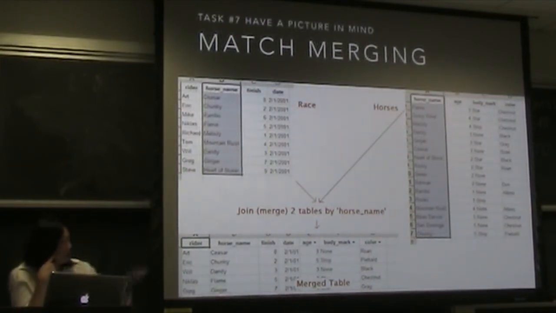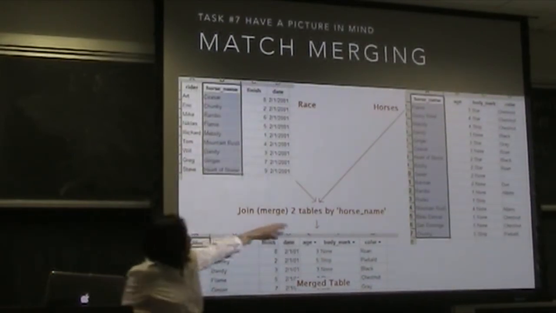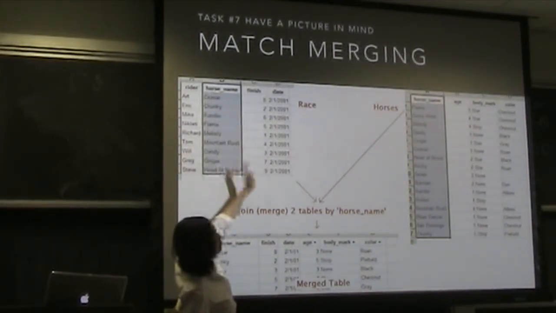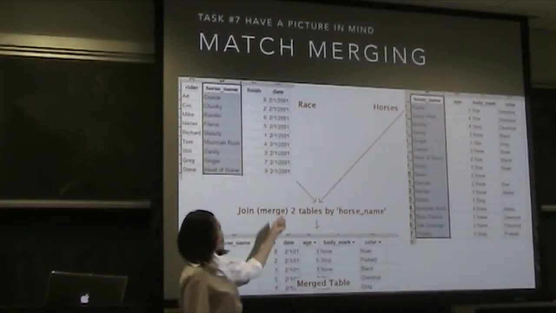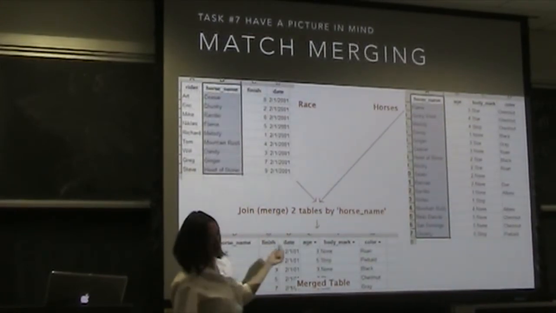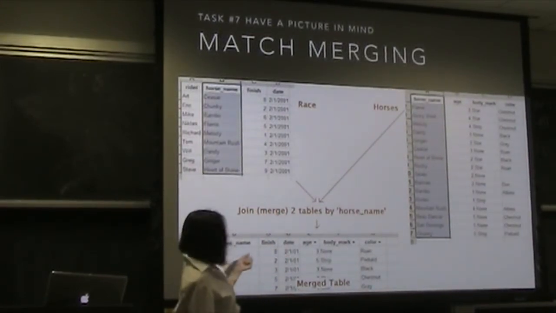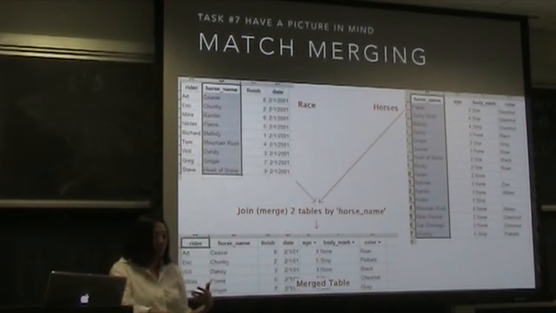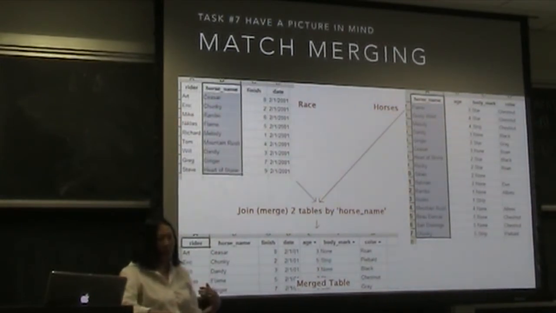So we could join or merge, and it says two tables by horse name. I just stole this from somebody's website on the internet. So horse name is in both. We're going to use that as our key. It should ideally be unique. Okay, so that's one you've got to look out for. Make sure if you're going to do this type of merging, you have unique identifiers to do it. If you don't have one, make one.